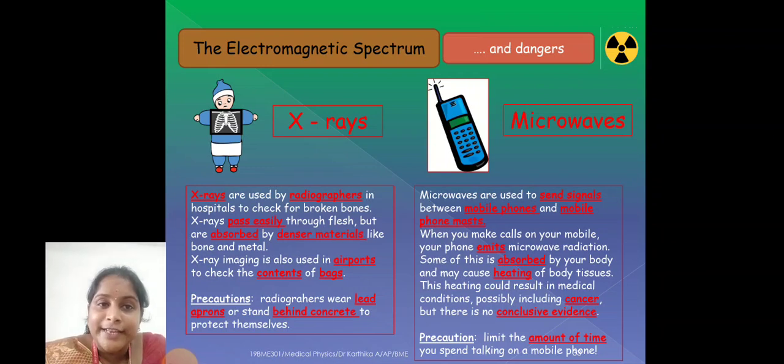As a precaution for X-rays, radiographers should wear lead aprons and stand behind concrete to protect themselves. For microwaves, the precaution is to limit the amount of time you spend talking on a mobile phone.